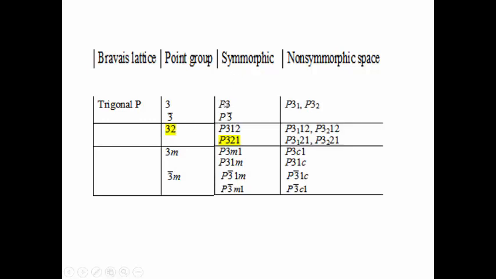And then if you want to have the symmorphic space groups, they tell you the lattice P, so that means you add P to both of these, so we get P3 and P3 bar. If you're going to add P to the 32, what you're saying is your twofold can go down either the long or the short axis, so we get two different space groups.